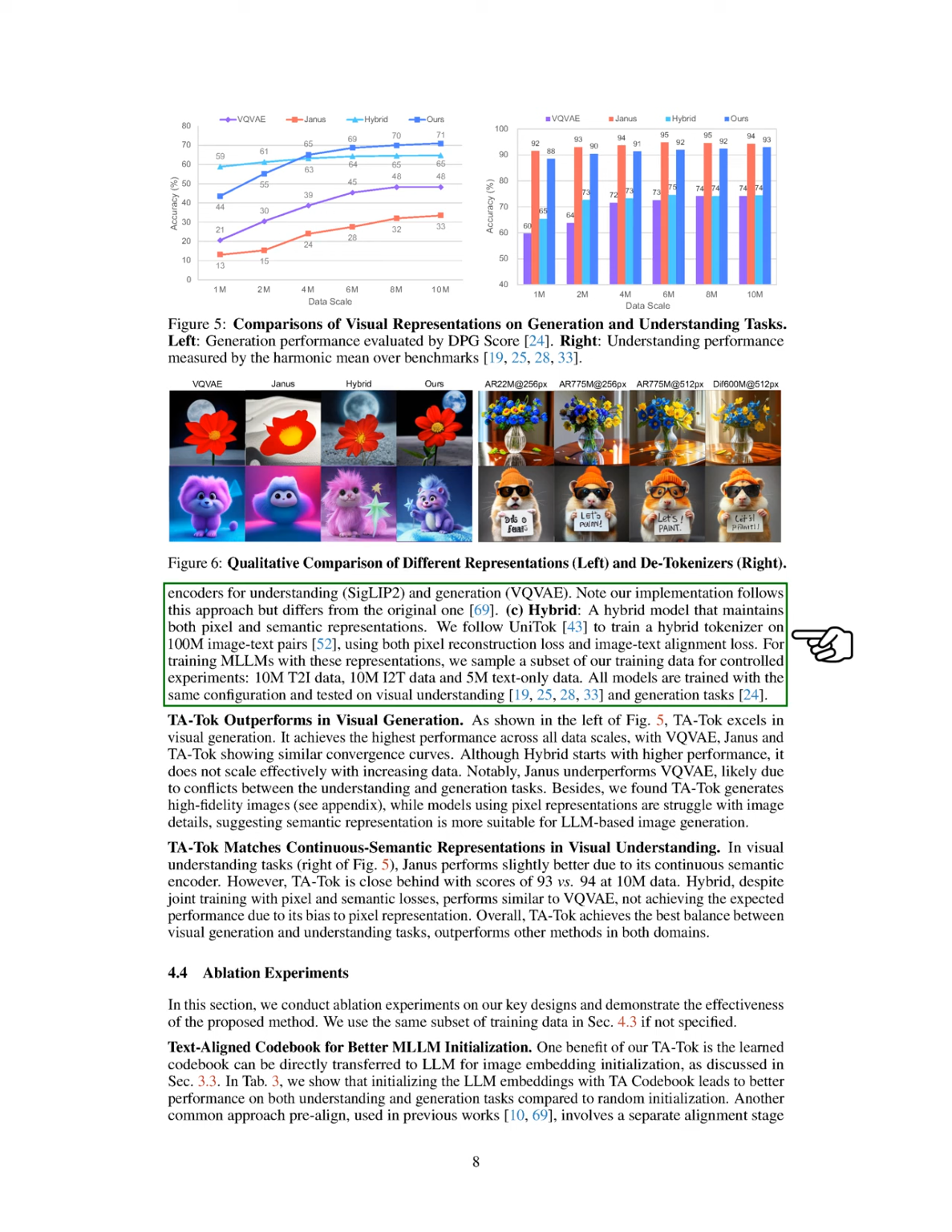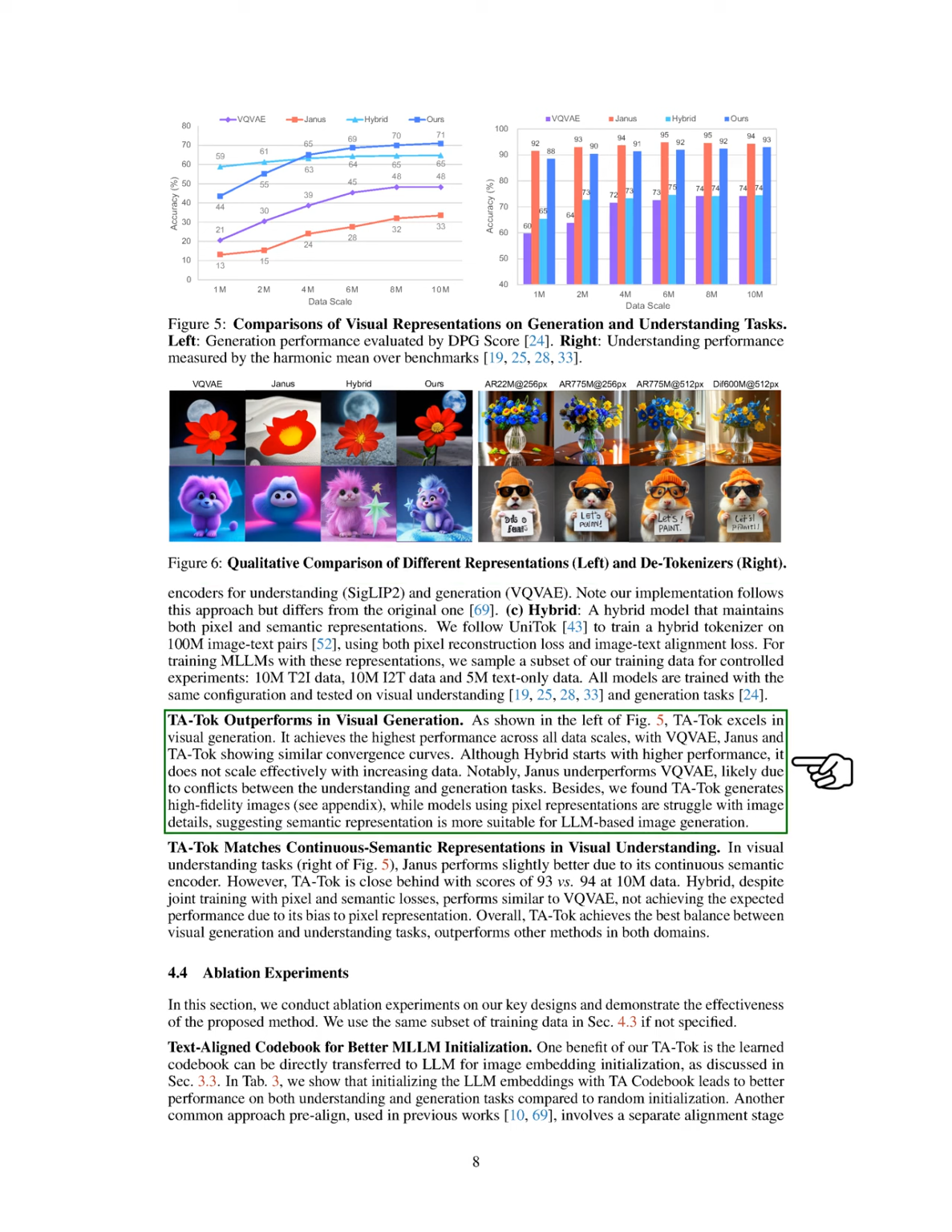For our controlled experiments, we sample subsets of our training data and ensure all models are trained under the same conditions. Our findings indicate that TA-Tok excels in visual generation, achieving the highest performance across all data scales. While hybrid starts strong, it does not scale well with more data. We observe that TA-Tok generates high-quality images, whereas models relying on pixel representations struggle with detail, suggesting that semantic representation is more effective for LLM-based image generation.